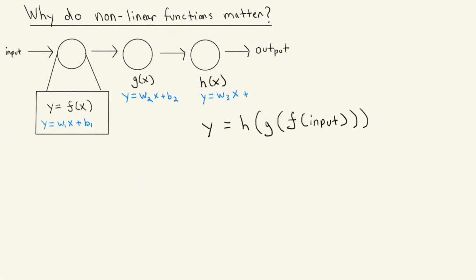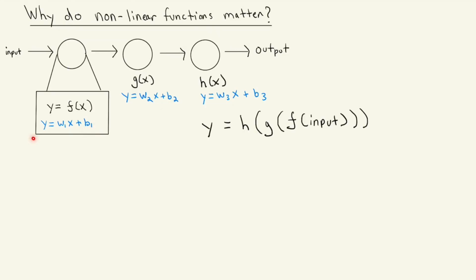times x plus b3. And again, the key thing I want to just highlight here is that these functions can be different in every neuron. So, w2 doesn't have to be equal to w3, b2 doesn't have to be equal to b1.